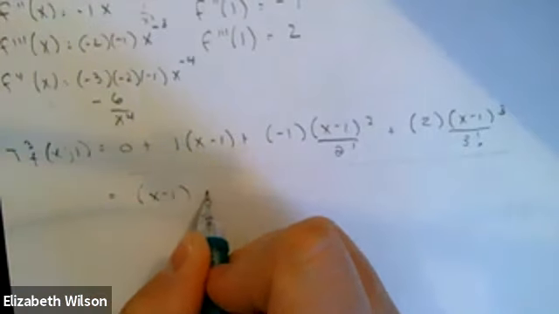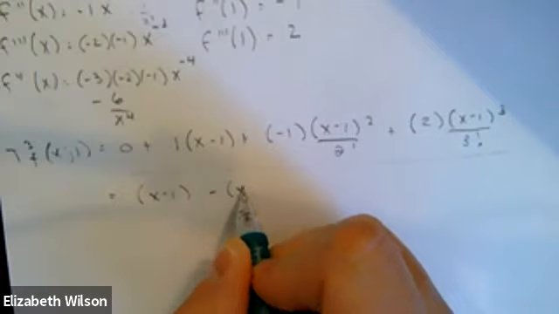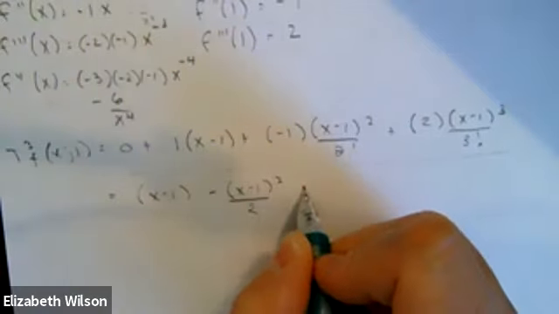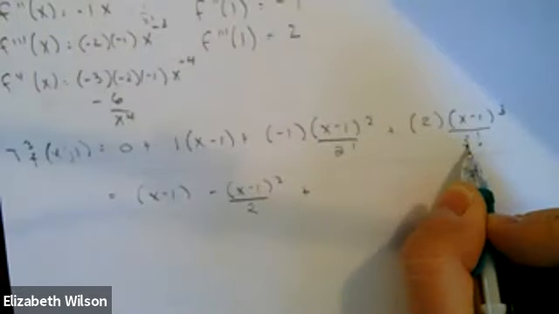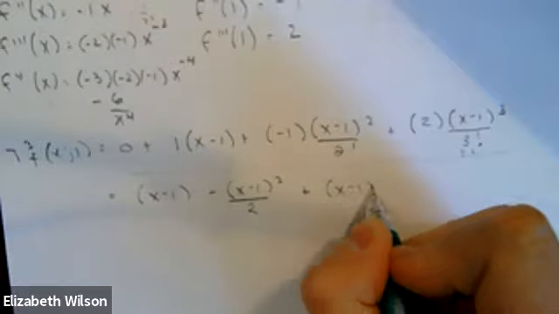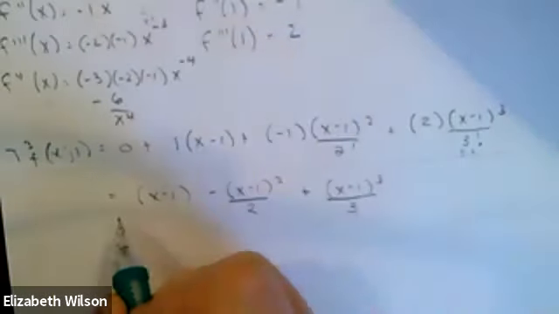x minus 1 minus x minus 1 squared all over 2. 2 factorial is just 2, plus 2 all over 3 factorial. 3 factorial is 3 times 2, so the 2's cancel. x minus 1 cubed all over 3.